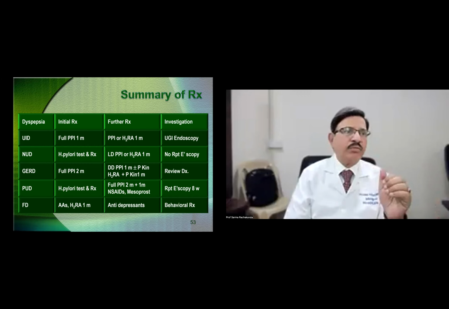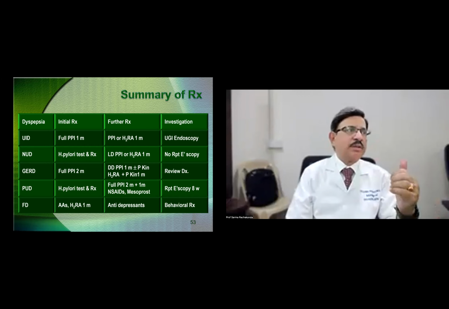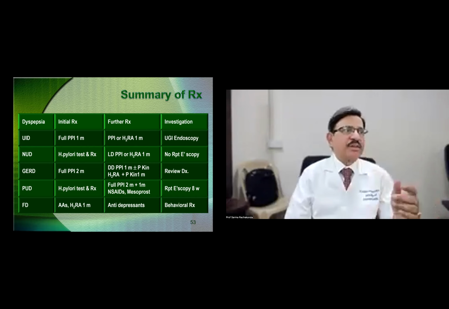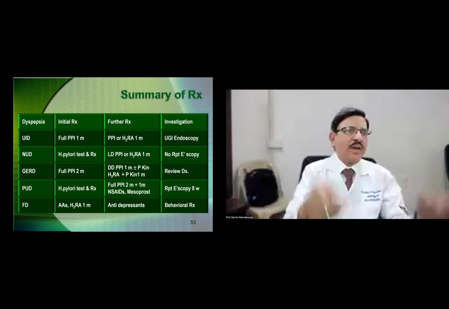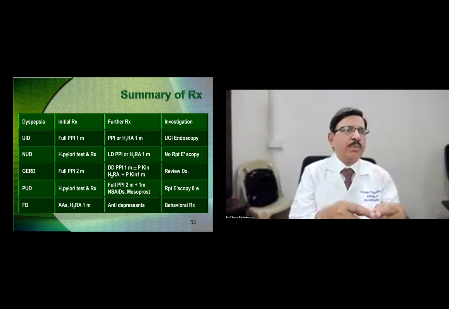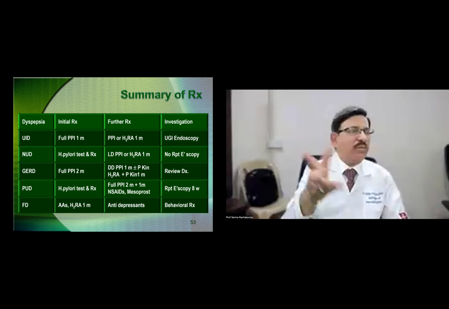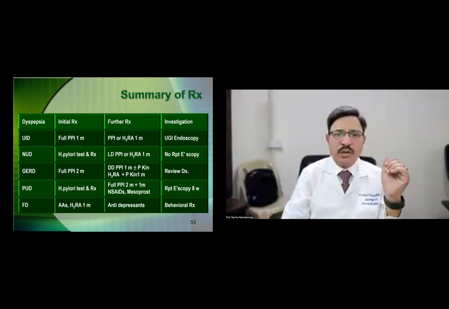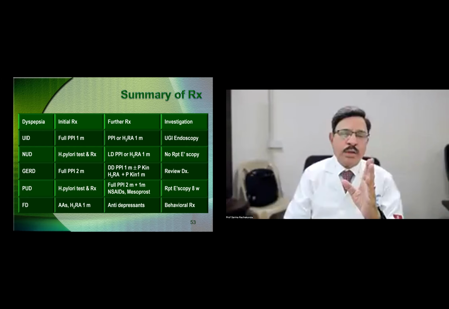H2RA does what? How does it act? H2RA is a histamine 2 receptor antagonist; it blocks histamine. Histamine, as we have seen in the slide, is a promoter of acid. H2RAs block histamine only, whereas PPI blocks all the other mechanisms. When you are using PPI, there is no reason to give H2RA. And if the GERD is not responding after 2 or 3 months, then review the diagnosis.